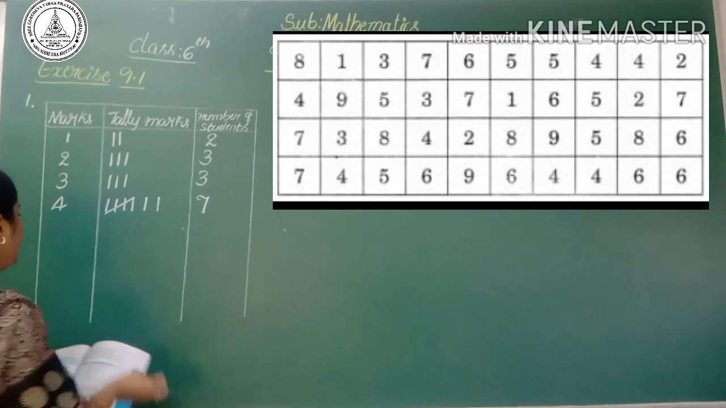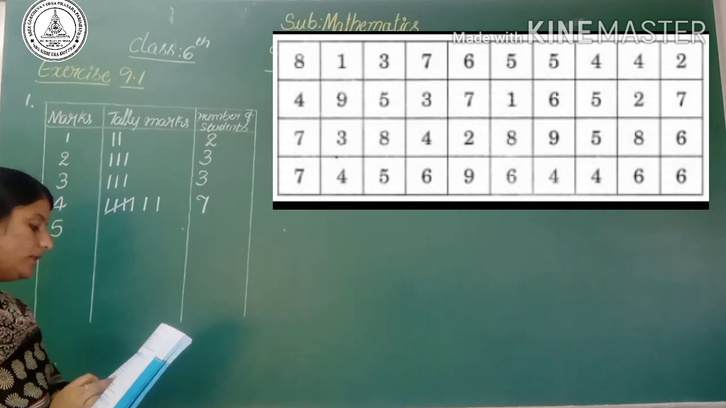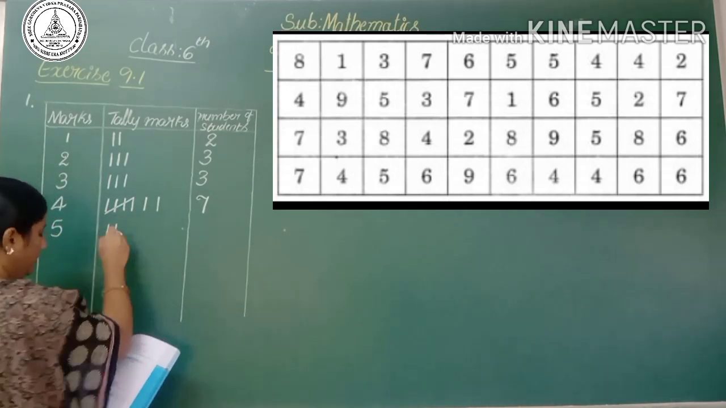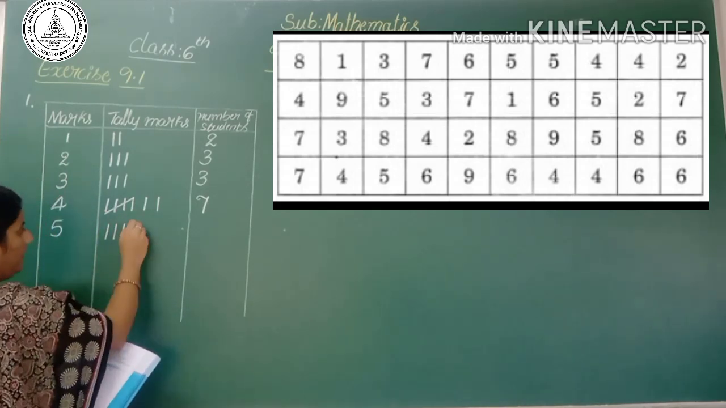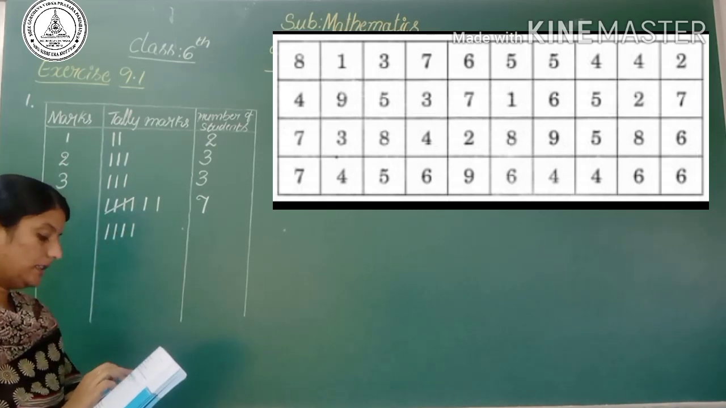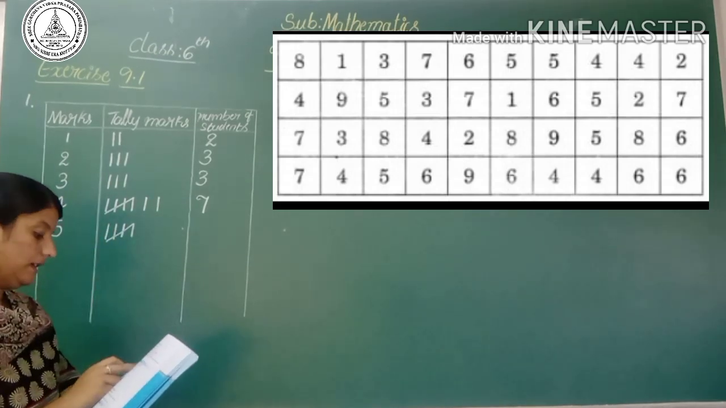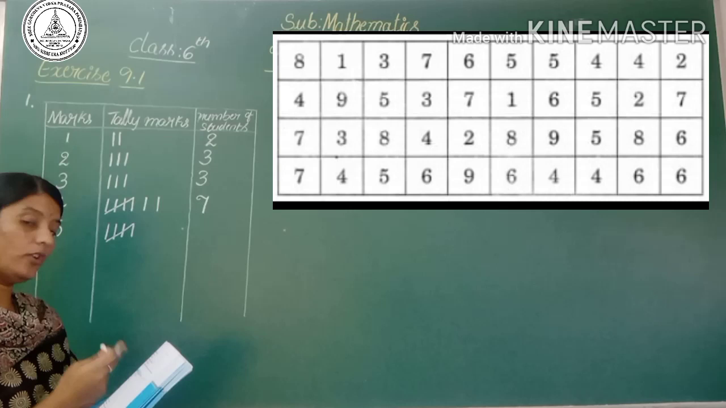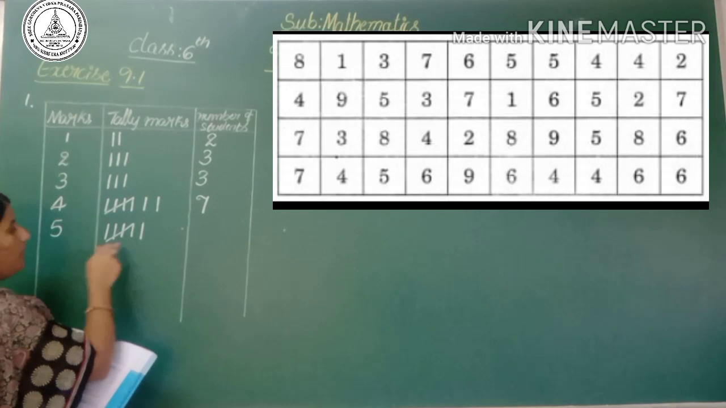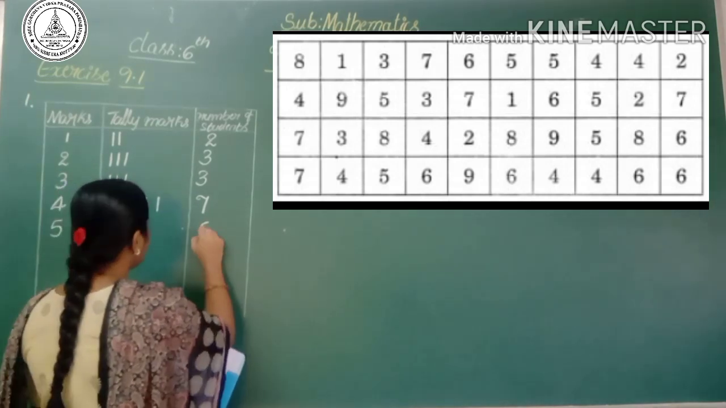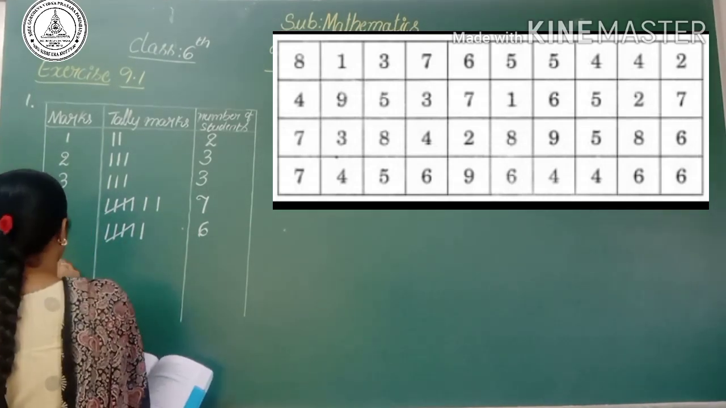Okay. Then how many students got 5 marks? Okay, let's see here. In the first row there are 2 members, 1, 2, and in the second row again 2 members, 3, 4, and in the third row only 1 member, it is 5, and in the fourth row there is only 1 member who got 5 marks. Totally how many students got 5 marks? That is 6 students.